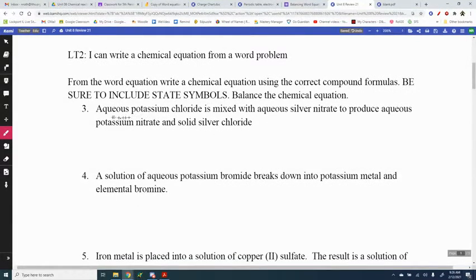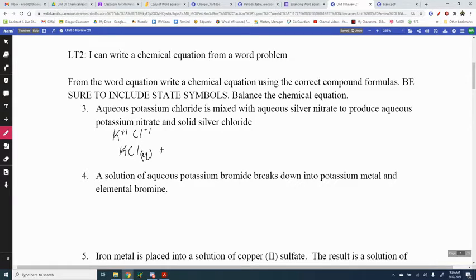All right. So next, we are going to make some word equations. Aqueous potassium chloride is mixed with aqueous silver nitrate to produce aqueous potassium nitrate and solid silver chloride. So potassium chloride, that's K. K has a +1. Chloride is Cl, that has a -1. So you put those together, that's KCl. That is aqueous, so it's going to be like that.